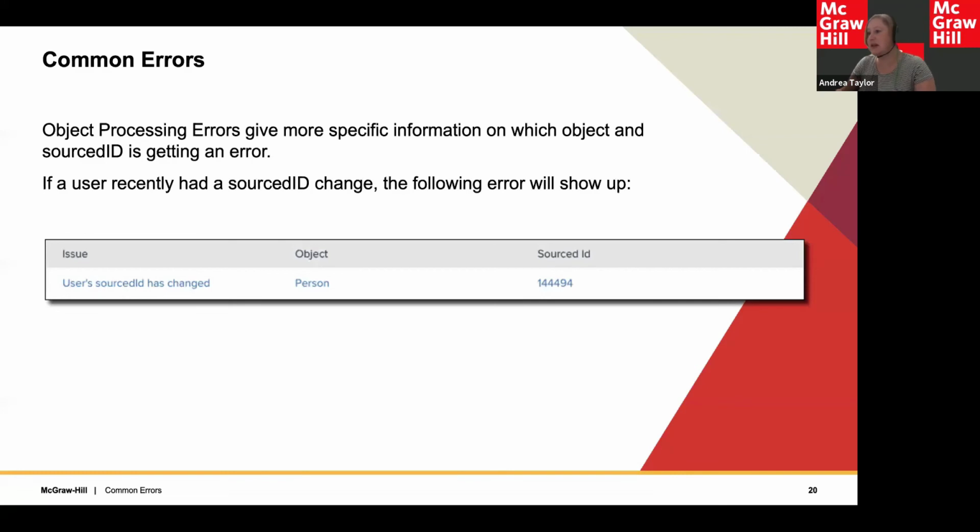In the example that I've placed on this slide, it says user source ID has changed. This could be something that was unintentional, and if that's the case, you could go back in and change the source ID back to what it originally was. Or if you really are changing a person's source ID, that would be something you would have to call us to get overridden. We don't recommend that change, but it happens.